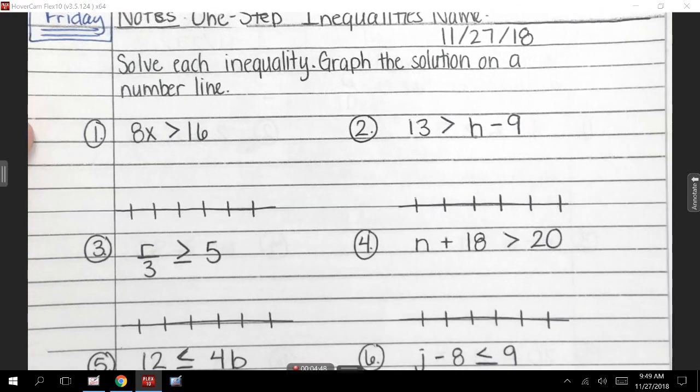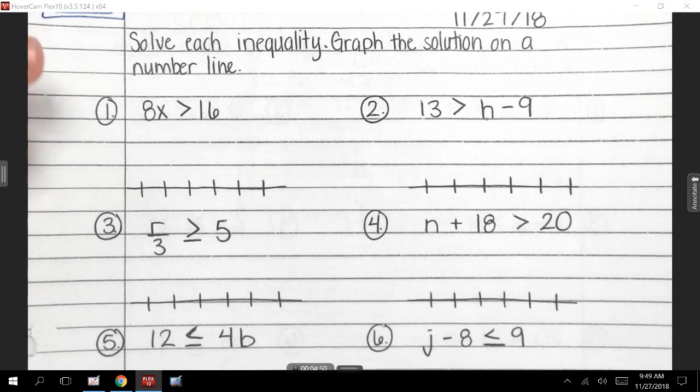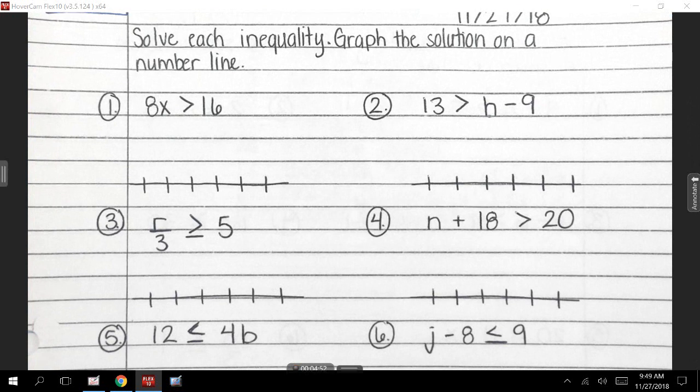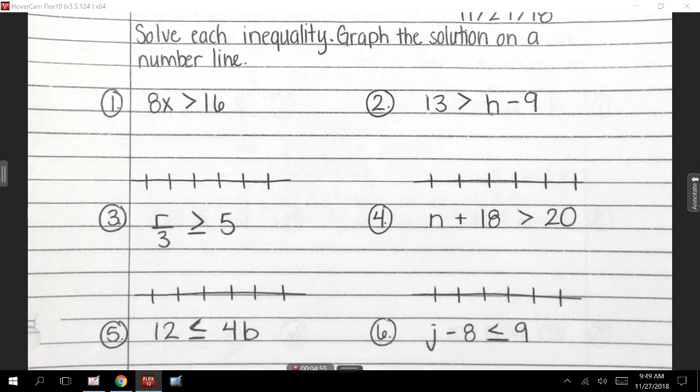Okay, here we go. So we're going to solve these inequalities, and then we're going to graph the solution. So guys, here's the cool thing. Solving inequalities, y'all actually know how to do this already. We did it 2 weeks ago when we solved equations.